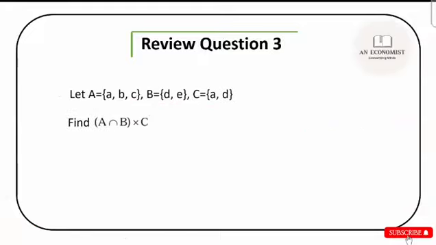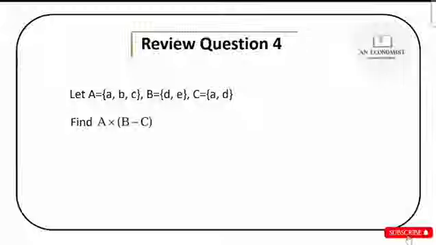This is a review question that is exactly the same as we have done in the previous case. So I want it to be a homework. Please do this. Take the intersection of A and B and then find the Cartesian product of that set with C. Let me know in the comment section what you have got as answer, right?